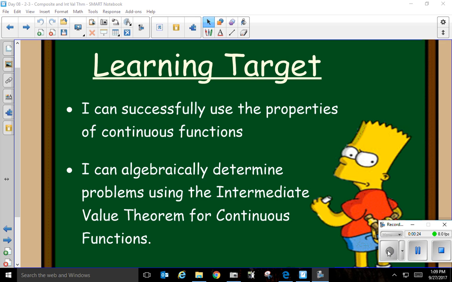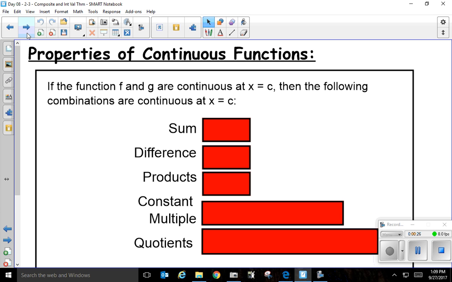All right, so here we go. Properties of continuous functions. If the functions f and g are both continuous at some random point x, if you have two continuous functions, f and g, then the following combinations are also continuous at that x value. Meaning, okay, f plus g.